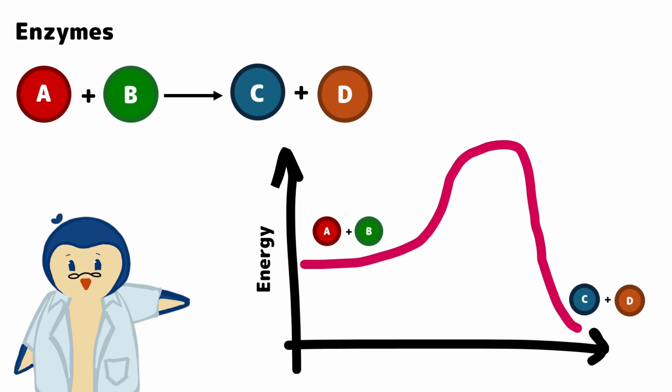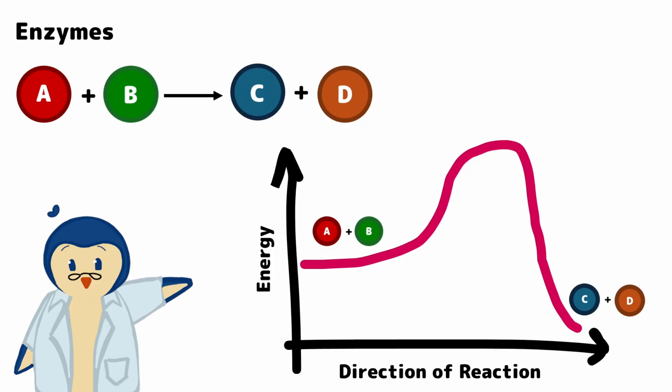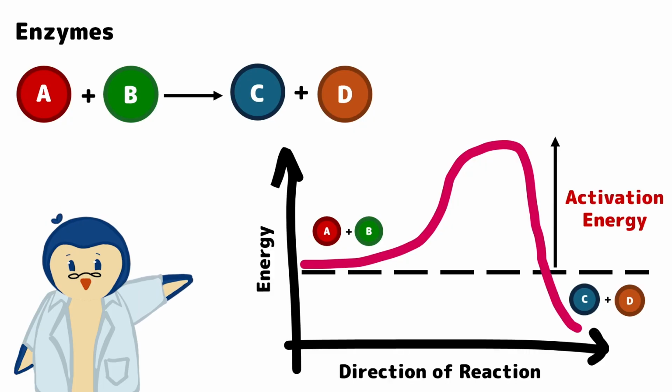But even though that energy is being spread, it doesn't mean that it will proceed instantly. We still need to invest a small amount of energy so we can disrupt the bonds within A and B for them to create C and D. And this energy is called activation energy.